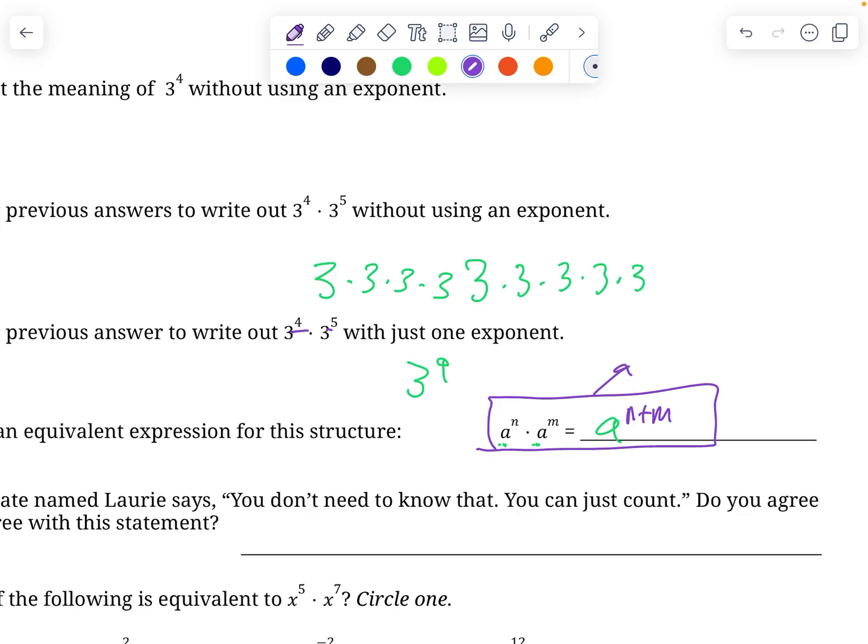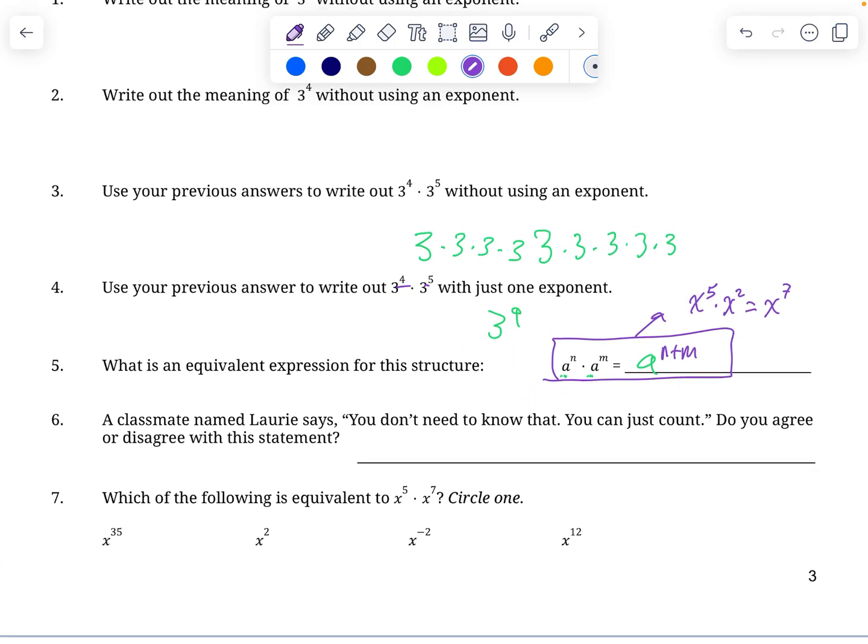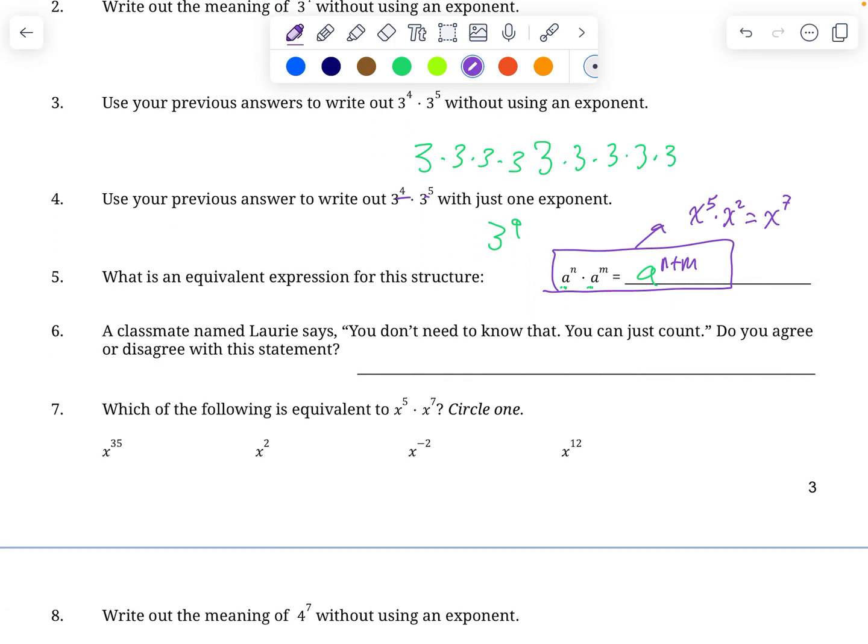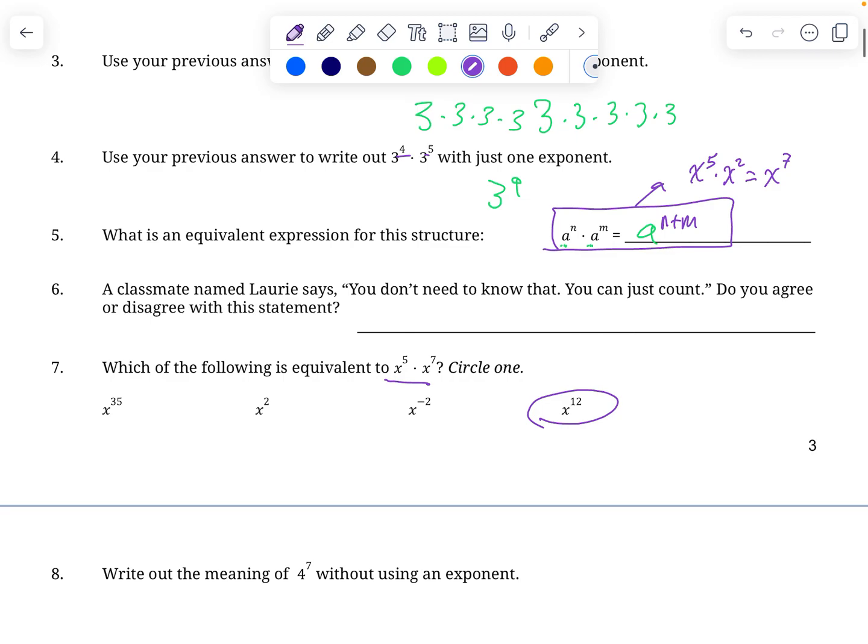Here's the rule with x's, which might look more familiar. You got an x to the 5th times an x squared. It's not x to the 10th, it's x to the 7th. Why? Because what we just said, you got 5 x's, you got 2 more x's, you get 7 x's. Yeah? Cool. Going down here, which one of these is equivalent to this? It's this one, because you add the exponents. Okay? Cool.